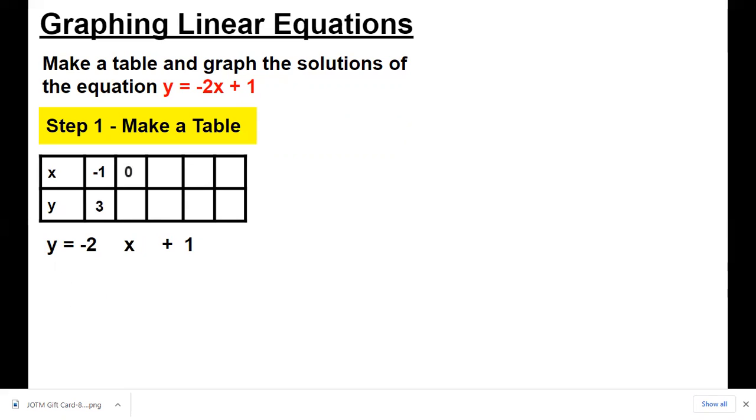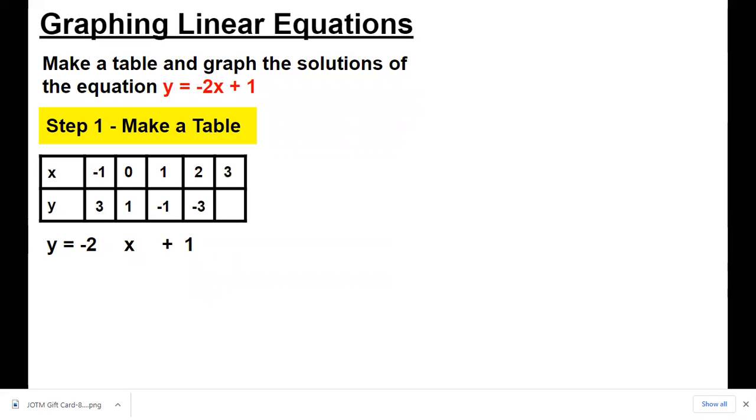I'm going to plug in 0 for x. Negative 2 times 0 is 0, plus 1. That's going to give me 1 for y. I'm going to plug in 1. Negative 2 times 1 is negative 2, plus 1 is going to be negative 1 for y. I'm going to plug in 2 for x. Negative 2 times 2 is negative 4, plus 1 is going to give me negative 3.